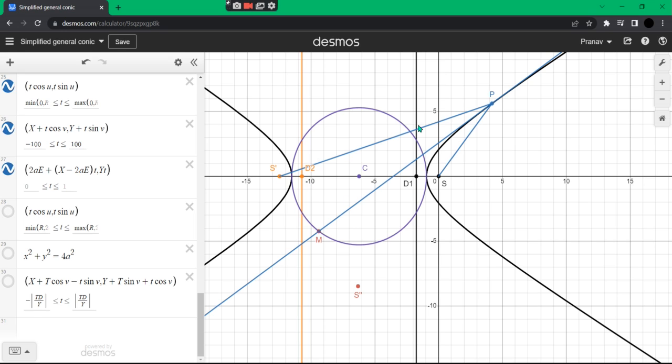Okay, why is my mouse not working? Come on, don't do this. Right now it's working. So yeah, this is not required anymore.